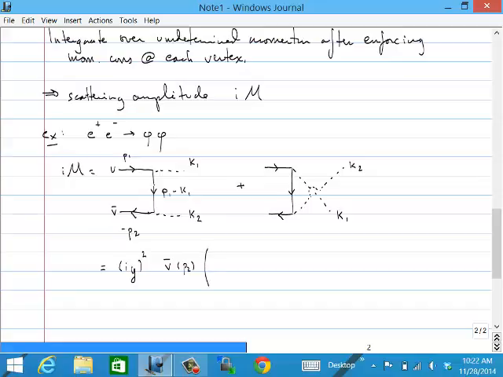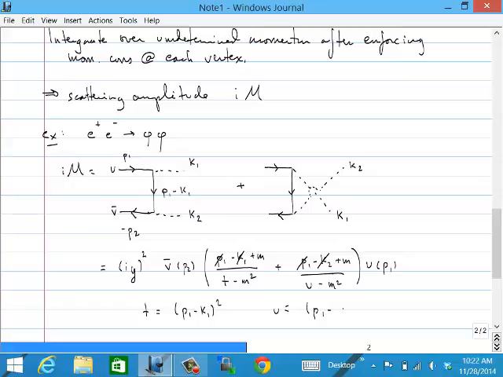And then for that diagram on the left, we have a P1 slash minus K1 slash plus M over T minus M squared. And then for the second diagram, it's the same thing, except with a P1 slash minus K2 slash plus M over U minus M squared. And then we get a U appearing on the right. And here, as usual, T and U are the Mandelstam variables. And that's what you have.